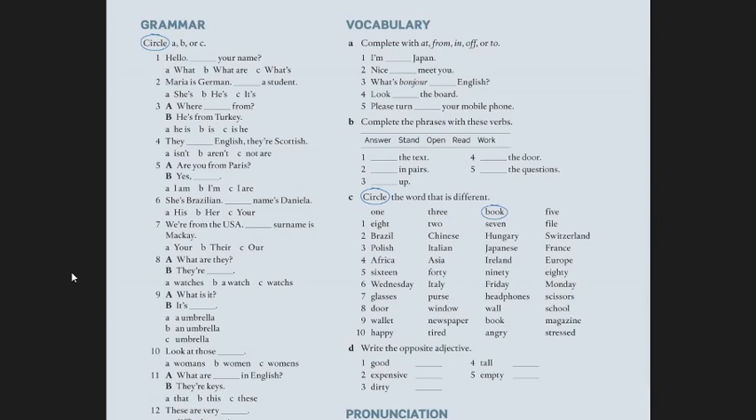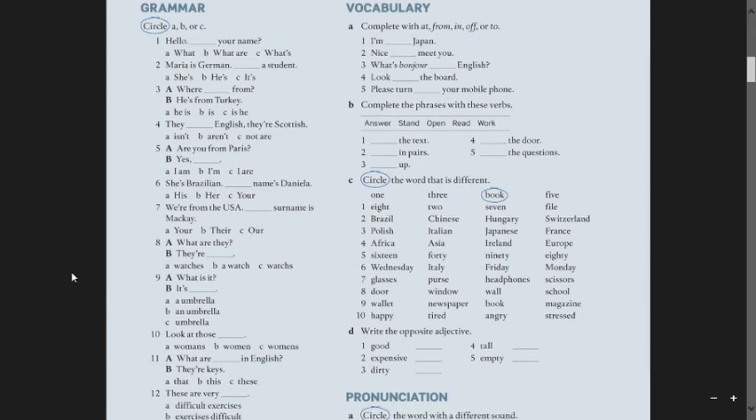Then in activity B you have to complete the phrases with the verbs in the box, okay? You have answer, stand, open, read and work. So complete the sentences with one of the verbs, yes?